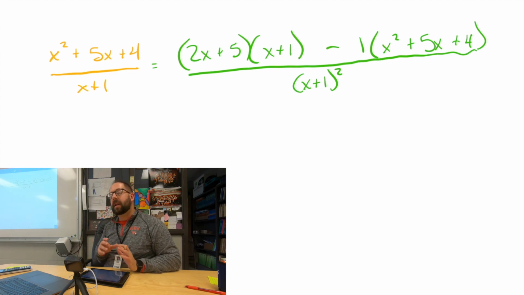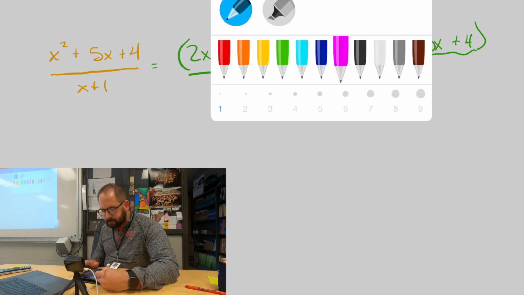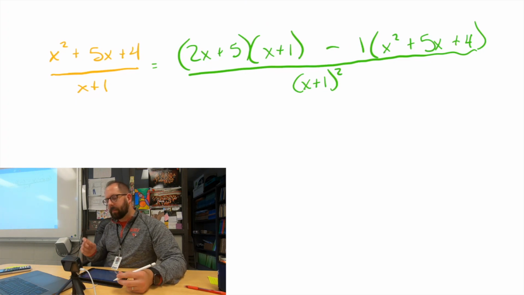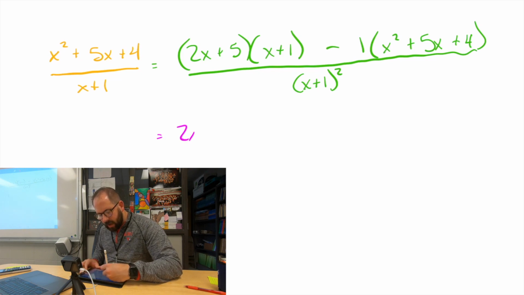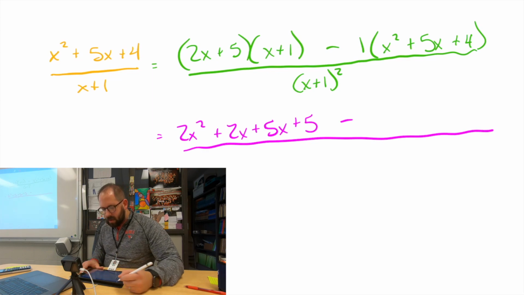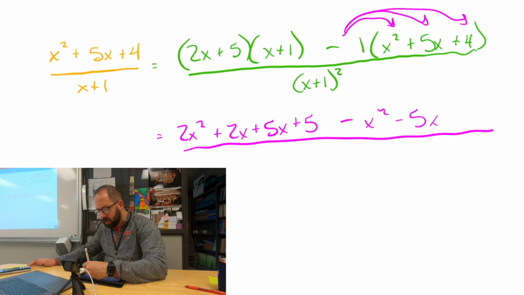Okay, so now I said on this problem, that's the derivative, right? On this one, let's actually simplify it. Let's actually go through all the math. Foiling that upper left corner, I get 2x squared plus 2x plus 5x plus 5. That's the upper left corner. The upper right corner, I'm just going to distribute the negative sign through it, distributing this -1 through this parenthesis. So that's minus x squared minus 5x minus 4.